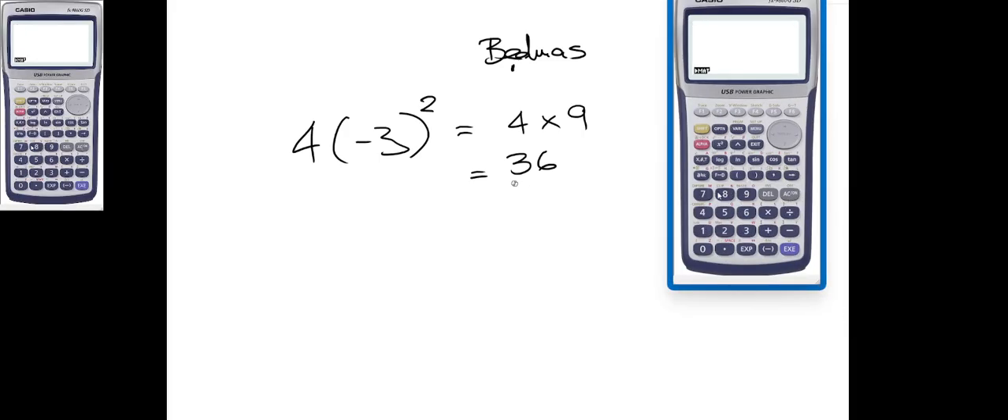Do it on the calculator in case you don't believe me. 4 brackets -3 close brackets squared: 36. So far so good.